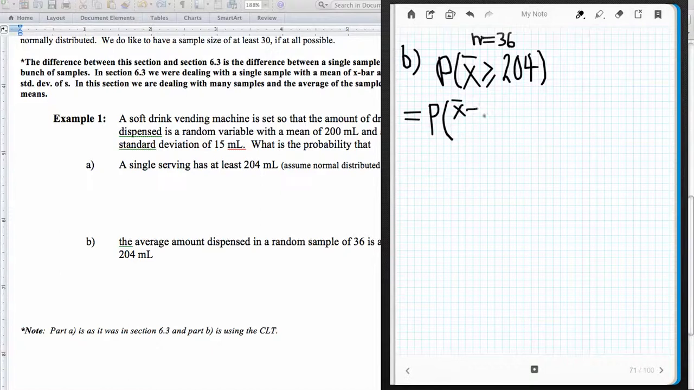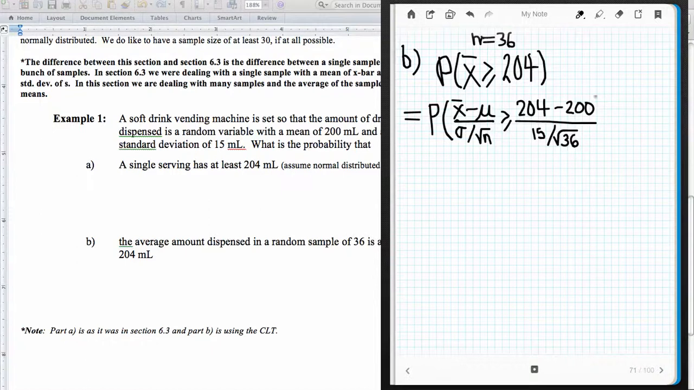Now this probability is going to be less than the probability of one single one because all of them should be close to the 200, right? So it should get closer and closer to 204, and therefore we're going to have less probability that it's 204 or further away when it's an average. So 204 minus the 200, because that's still its mean under the central limit theorem, divided by the 15, and then divided by the square root of 36.